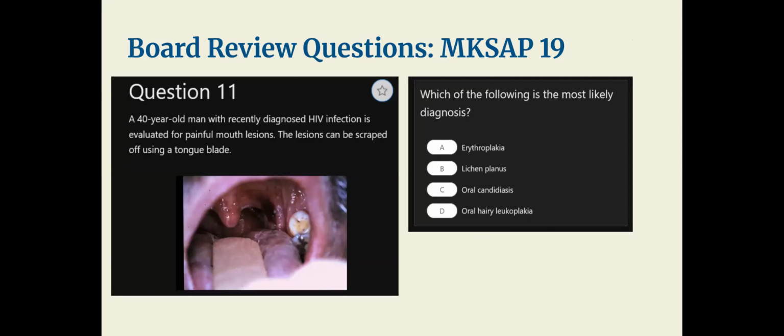So there's a couple of questions here to help. We have a 40-year-old male, recently diagnosed with HIV, evaluated for a painful mouth lesion. The lesions can be scraped off using tongue blades. Which of the following would be the most likely diagnosis here? Erythroplakia, lichen planus, oral candidiasis, or oral hairy leukoplakia.